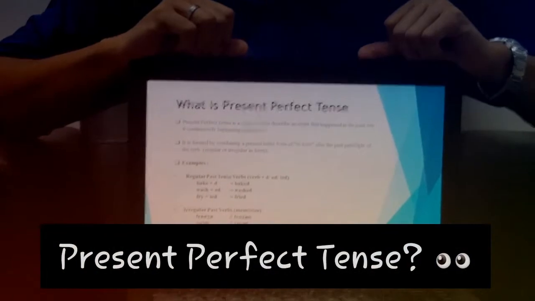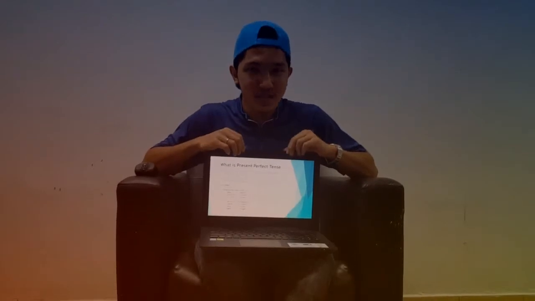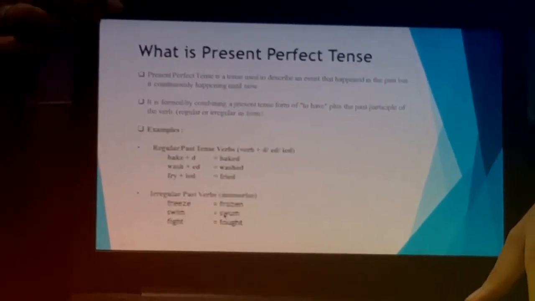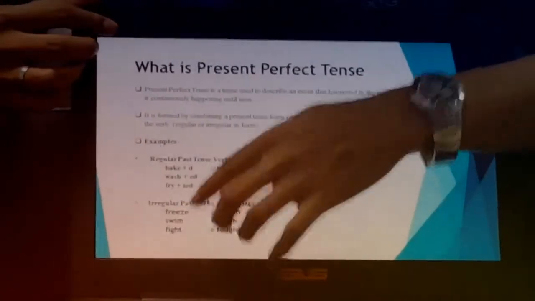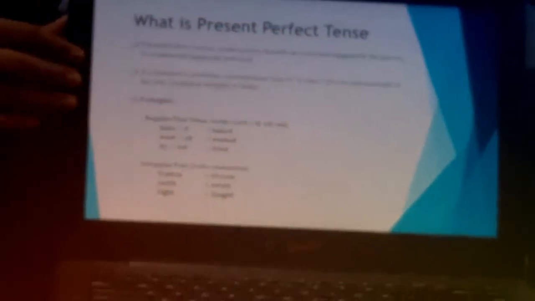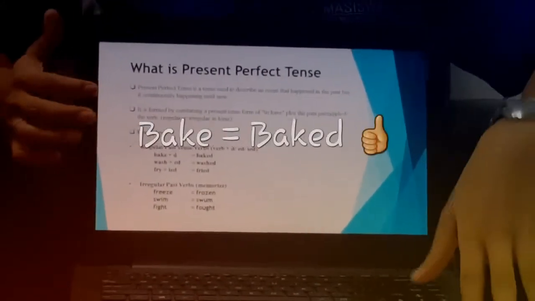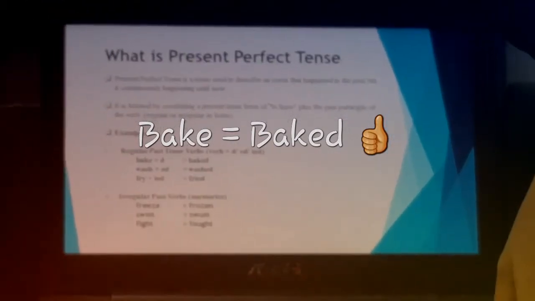Okay, so I will tell you about present perfect tense. Present perfect tense is a tense that we use to describe something that happened in the past, but still continues until now. What does that mean? When using present perfect tense, we have regular verbs and irregular verbs. For a regular verb, let's say the word bake, B-A-K-E, to change it into the past participle you just add D at the back. The ones where you add D, ED, or IED are what we call regular verbs.